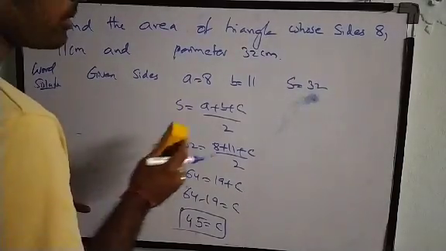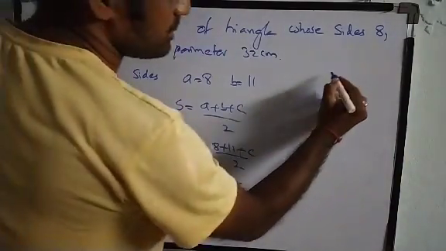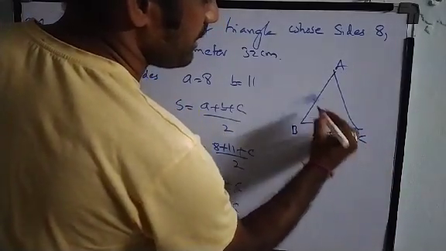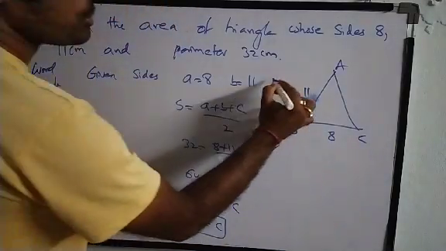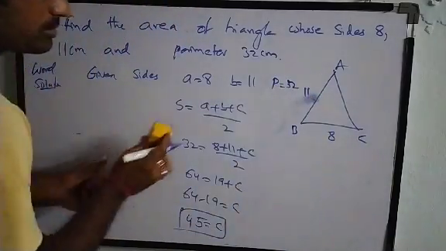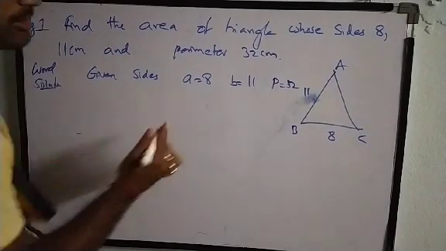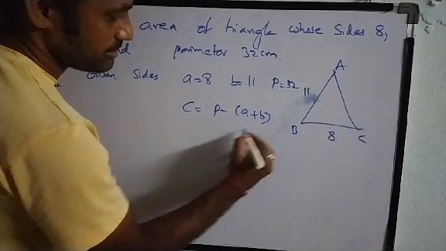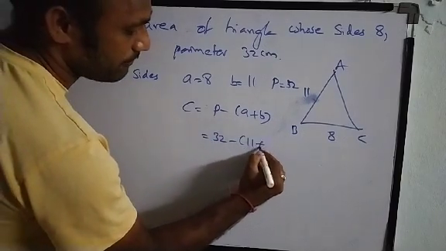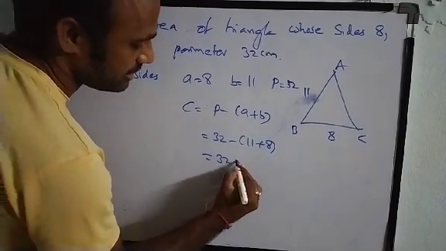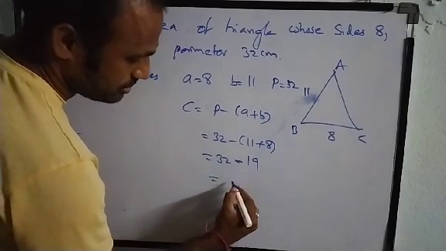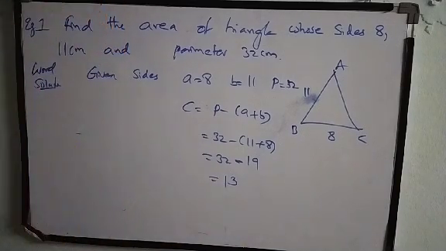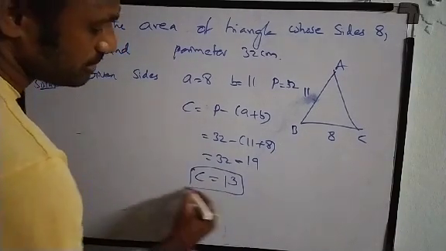Here the question gives the perimeter, not the semi-perimeter. So the total perimeter is 32. A, B, C, one is 8, one is 11, and the total is 32. So we get the third side by C equals perimeter minus A plus B. That is 32 minus 11 plus 8, which is 32 minus 19. So C value is 13.